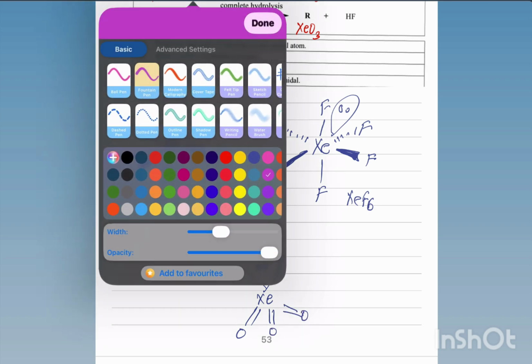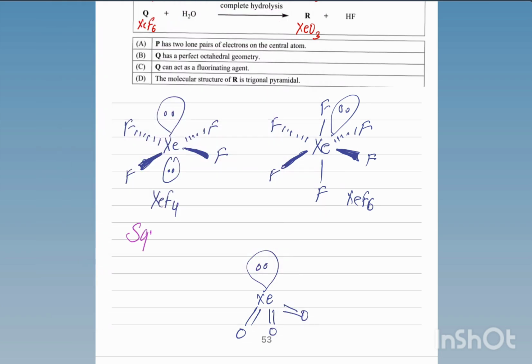If you see their geometries, this is square shape. If you see their shape, it will look like square planar. This is distorted octahedral, and this is trigonal pyramidal.